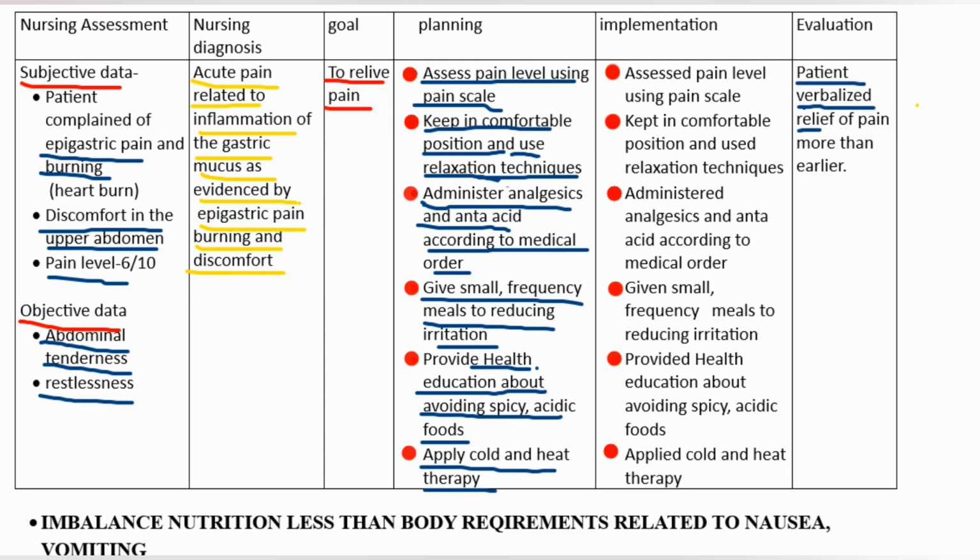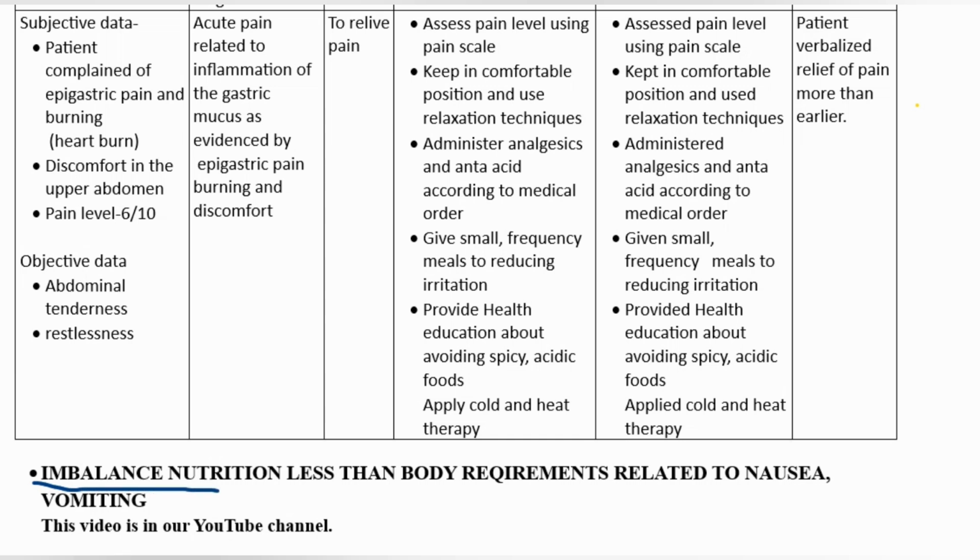Evaluation. Patient verbalized relief of pain more than earlier. Next one: imbalanced nutrition less than body requirements related to nausea and vomiting.